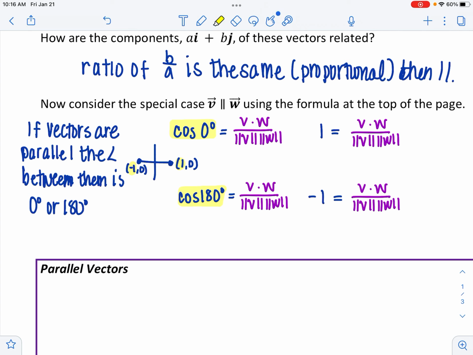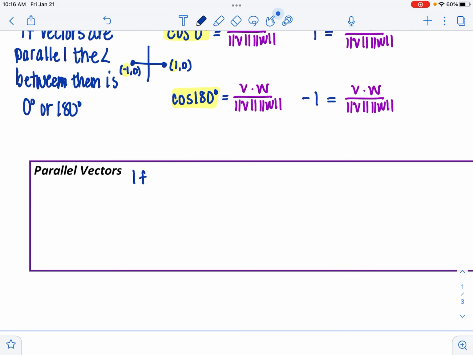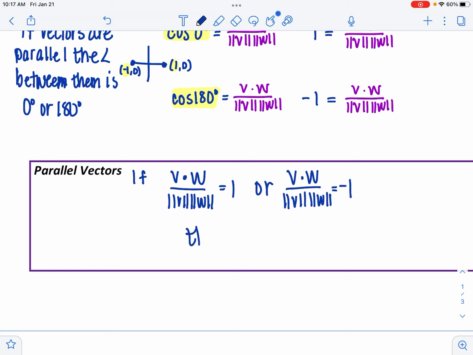So basically, to see if the vectors are parallel, we do the dot product divided by the two magnitudes multiplied. If you get it's equal to 1, or if you get it's equal to negative 1, then the two vectors are parallel. So let's write that in here. If v dot w divided by the magnitude of v times the magnitude of w is equal to 1, or is equal to negative 1, then the vectors are parallel.